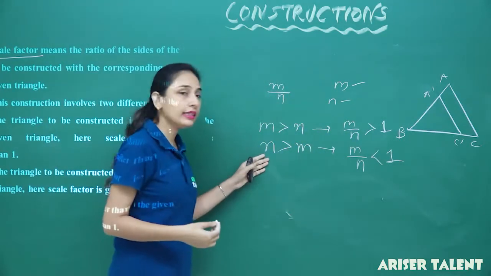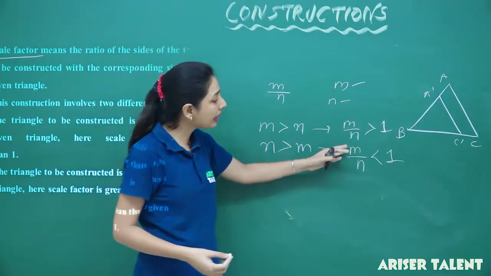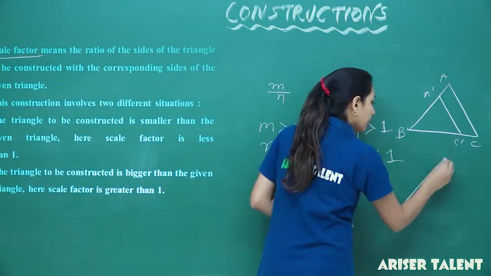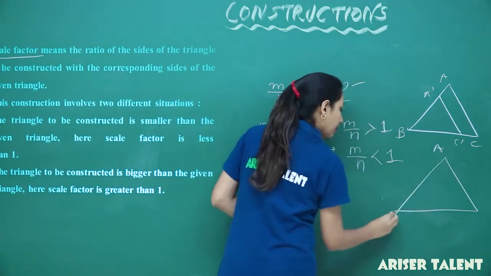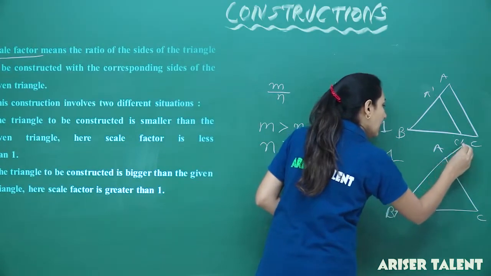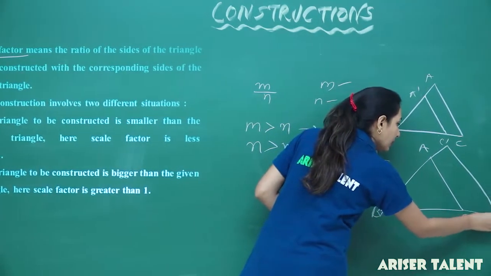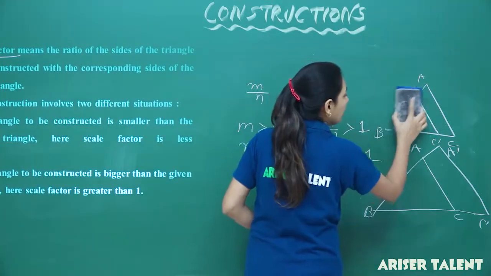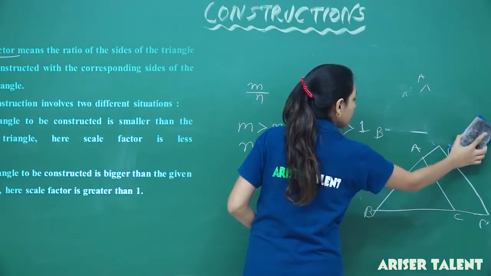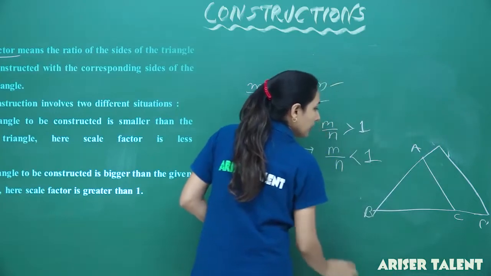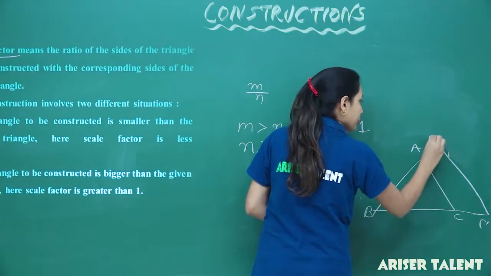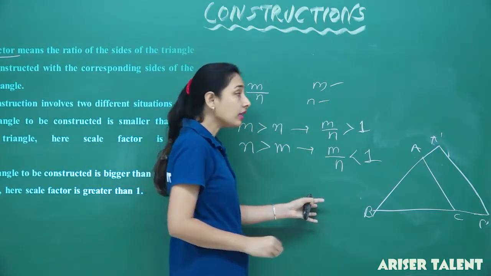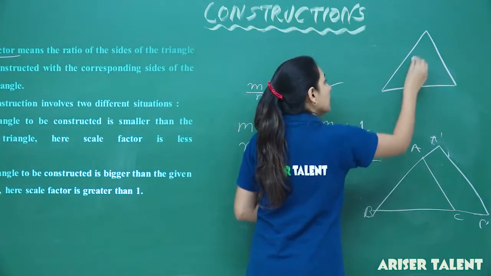Now, if n is greater than m, then the ratio's value will be less than 1. In that case, if you are given the triangle ABC, you will have to make another similar triangle. I am rubbing the upper one so that you will not be confused. So that will be A dash, right.